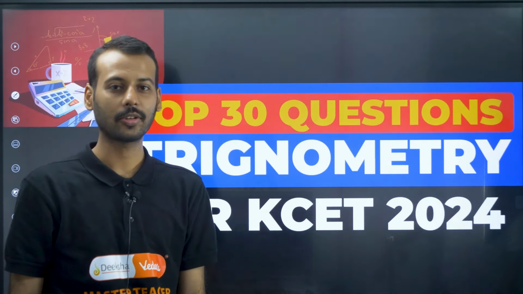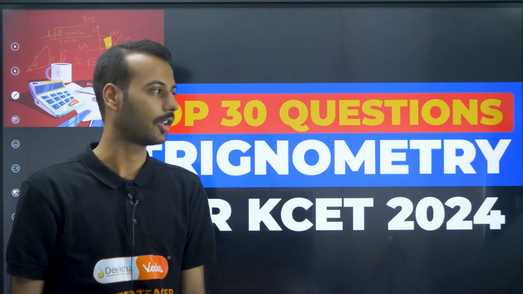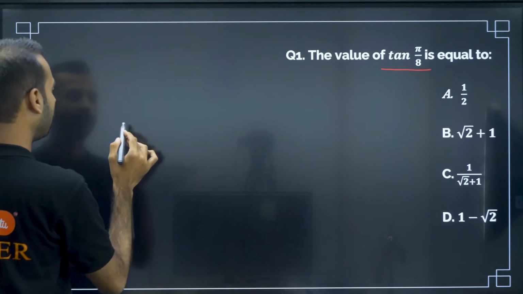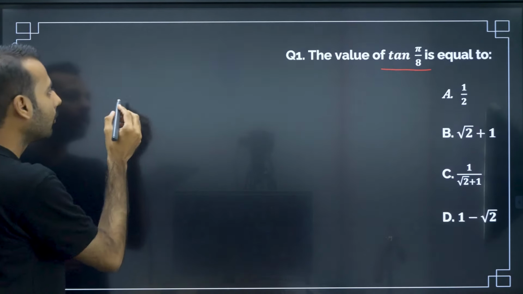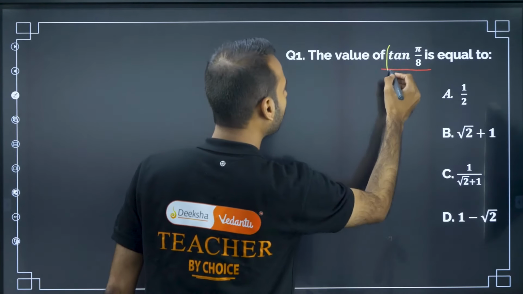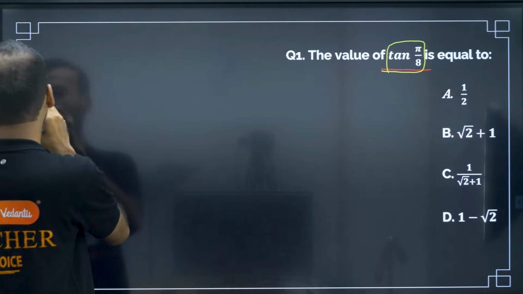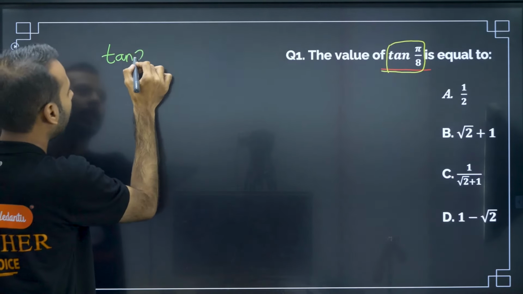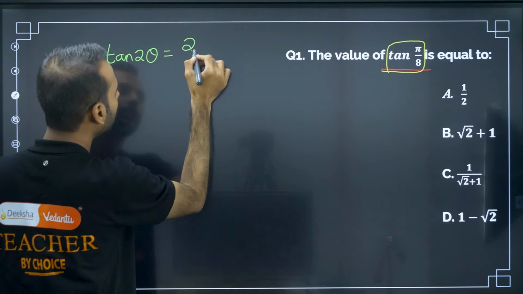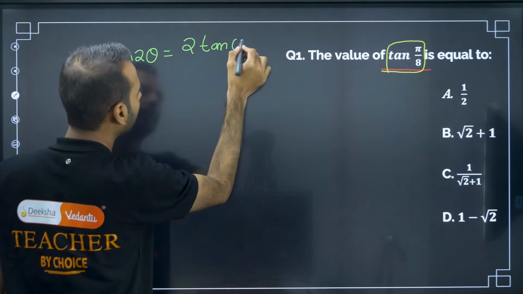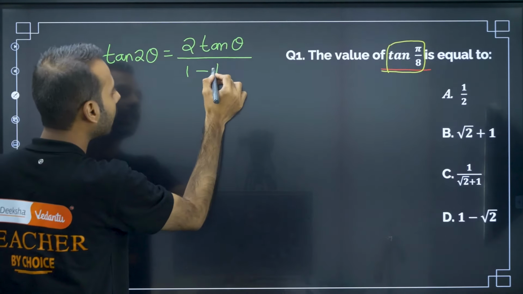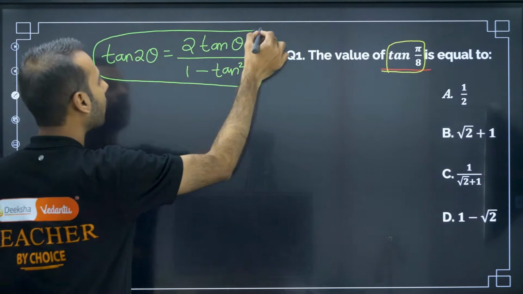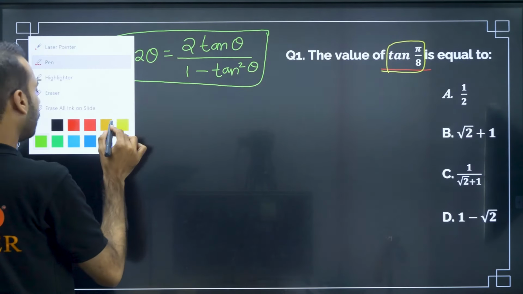In this video, we are going to solve top 30 questions of trigonometry. The value of tan pi by 8 is equal to... The moment you see this tan pi by 8, one formula, one synopsis point should come to our mind, that is tan 2 theta is equal to 2 tan theta by 1 minus tan square theta. This synopsis point should come to your mind the moment you see it.